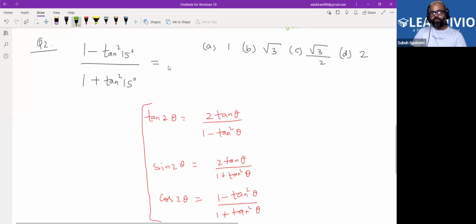Sir, how can we use, here it is 2 theta and there is square. Yeah, it is 1 minus tan square 15 by 1 plus tan square 15. So theta is 15 and there is square. So it is cos 2 theta, it is cos 2 times 15. So what we write? Cos 30 degree, isn't it? Yes, sir. And that is root 3 by 2.